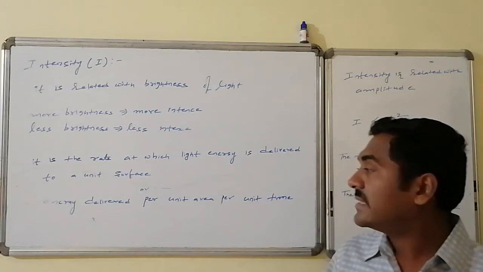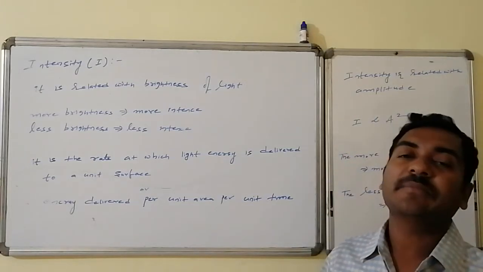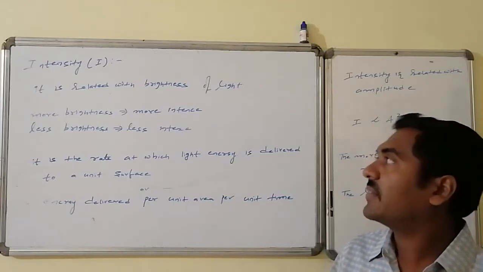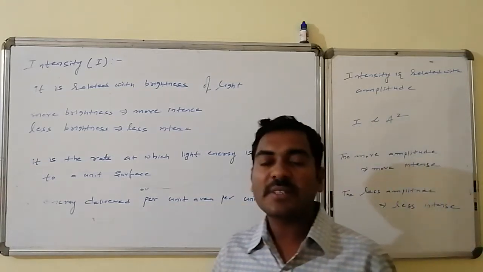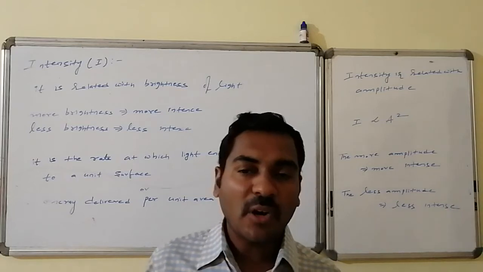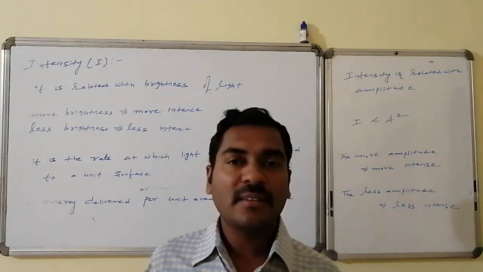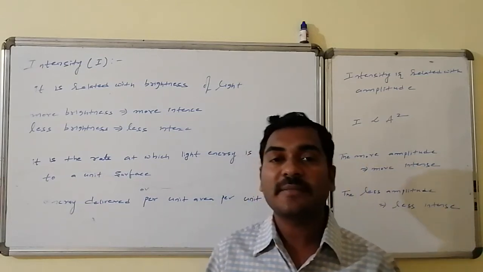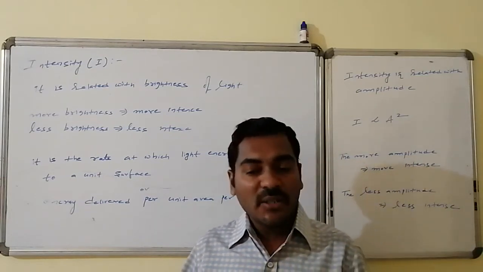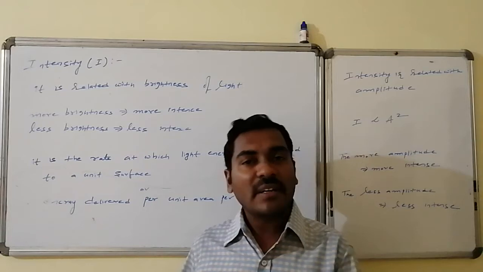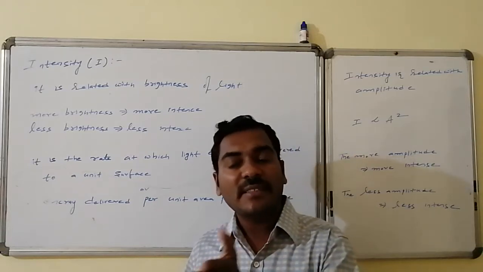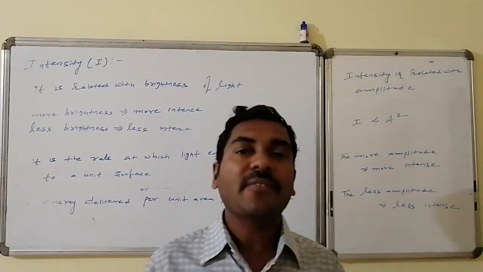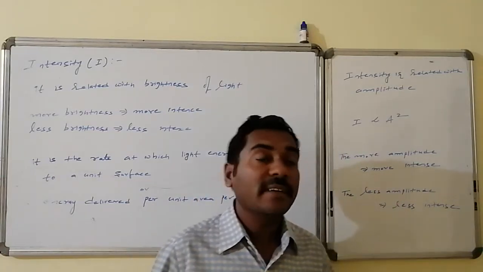Otherwise, energy delivered for unit area for unit time is reference is taken as granted for the definition of the intensity. For unit surface area in unit time, how much of energy is expected from the light source is said to be its intensity. That is, on unit surface area in 1 second time, how much of energy is felt, that is taken as definition and the reference to measure the intensity.